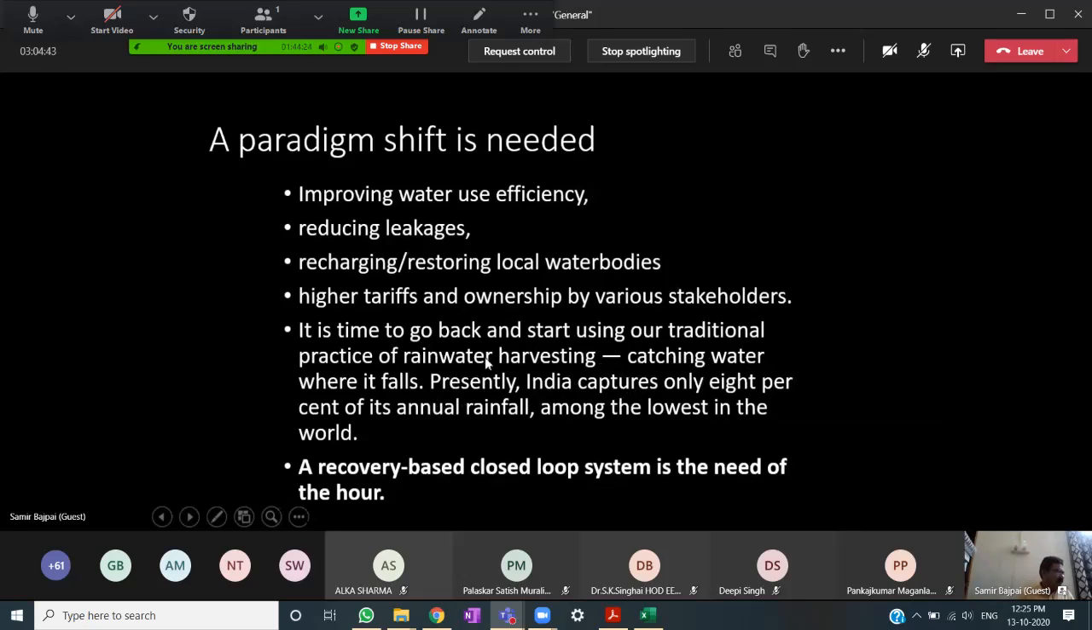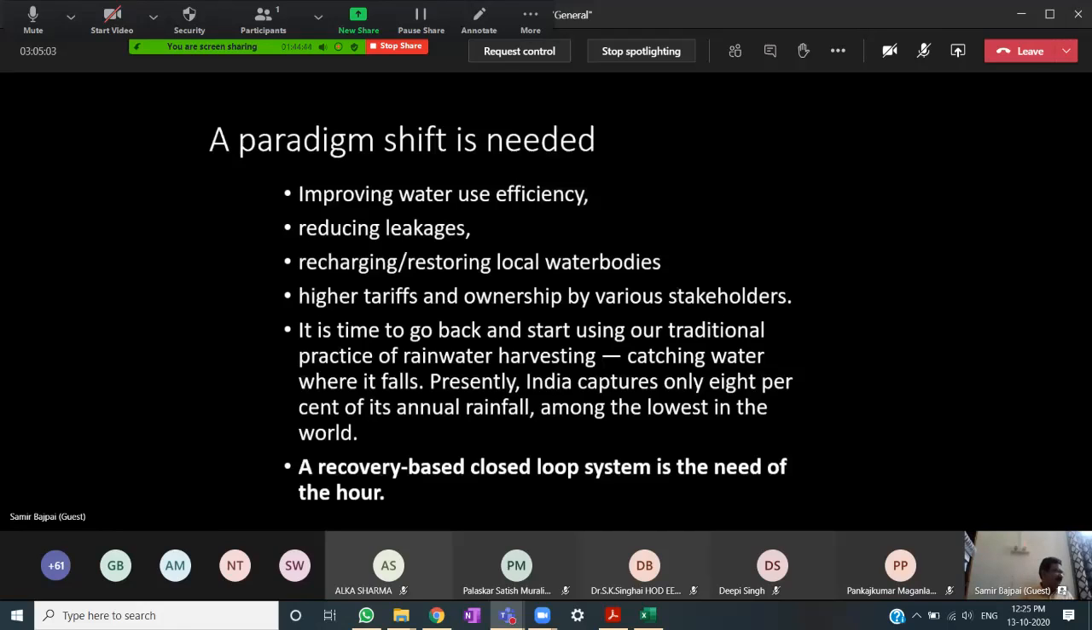Now we have 45 ponds left in Raipur. 154 से ये पिछले 100 साल में 154 से 45 पॉइंट्स पे आ गए हैं, और आपने सारा सरफेस कवर कर दिया, कंक्रीटाइज कर दिया, आपको बहुत नीट एंड क्लीन चाहिए सारी चीजें, and your groundwater is depleting. Presently India captures only 8% of annual rainfall.